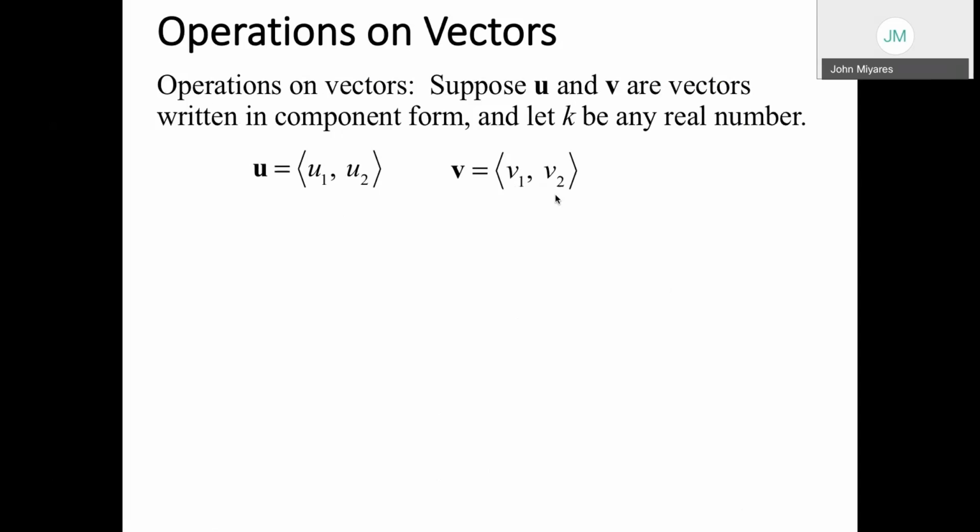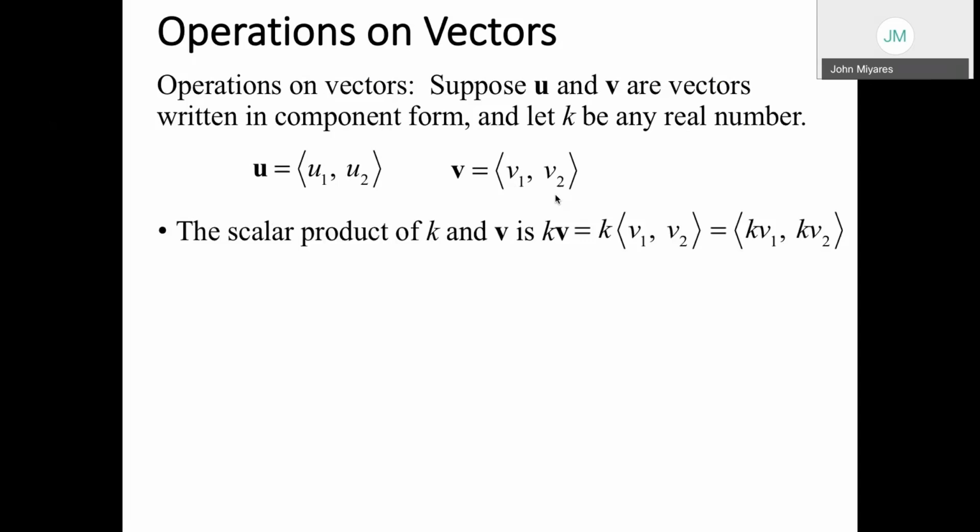The scalar product of k and vector v can be labeled as kv, which is going to be evaluated by simply multiplying the constant k by each of the components. So the components of vector kv will be k times v1, comma, k times v2.